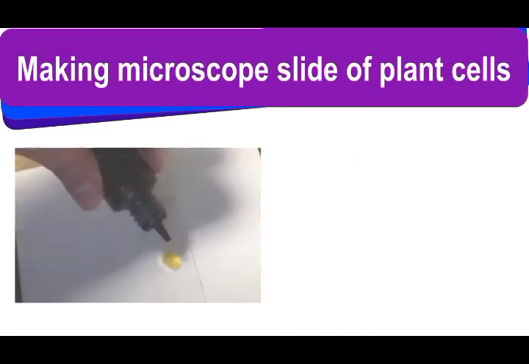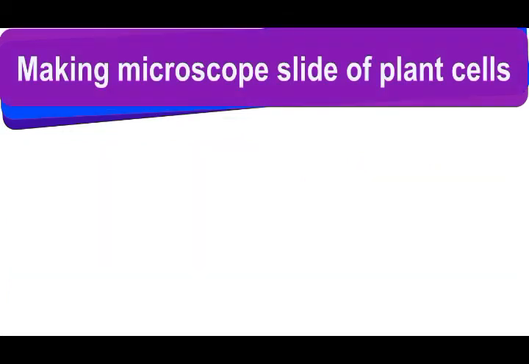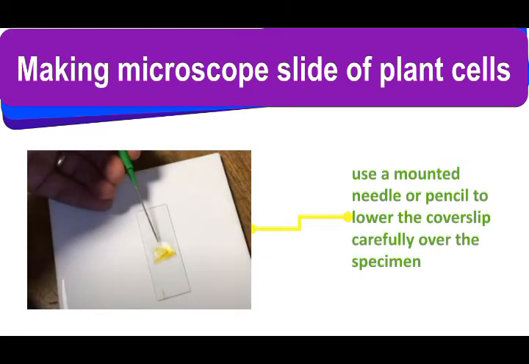After that, you have to drop water, or you can use iodine solution, onto the slide. Why? Because it will make the cells really clear to see under the microscope. The next step is to take the cover slip of the microscope slide. It is also made of glass and really thin. It's really light, but it's really fragile. So you should use a mounted needle or pencil to lower the cover slip.